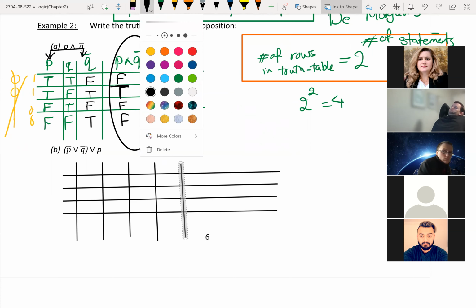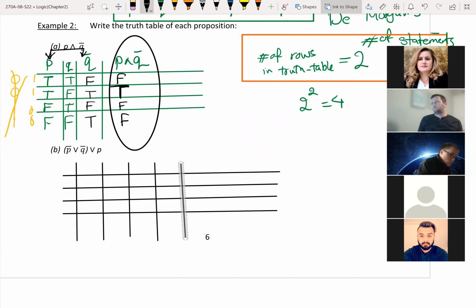So you see the order of operation still is like algebra. Inside the parentheses is first. Negation is first and then inside the parentheses. So negation of Q. So you have negation of P or negation of Q. Then the last one is whatever is the statement.